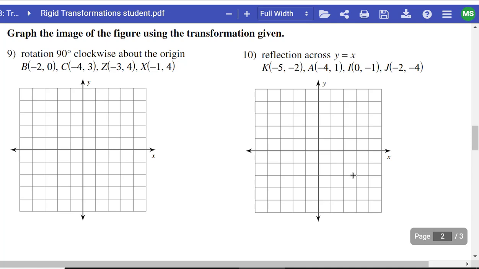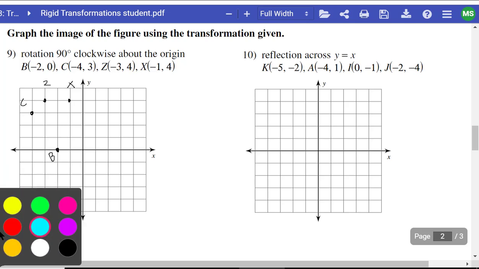So if I do number 9, B is going to be at -2, 0. So B is right here. I'm going to leave it blank for now. C is at -4, 3. Z is at -3, 4. And X is at -1, 4. So what I do is I go over here and I put X, Z, C, and B. And then I draw in the shape.